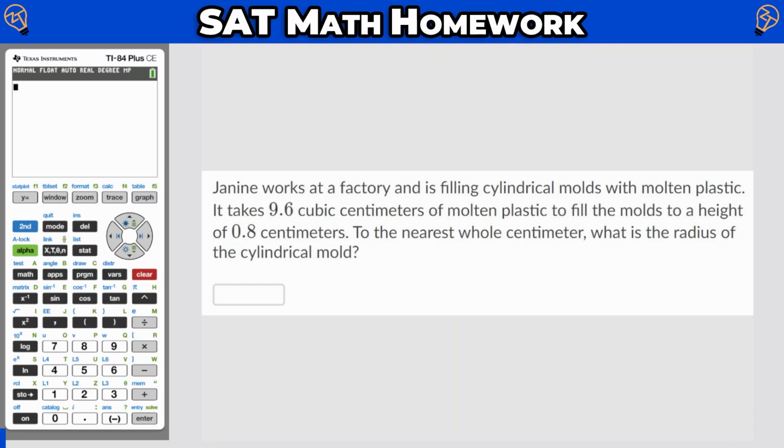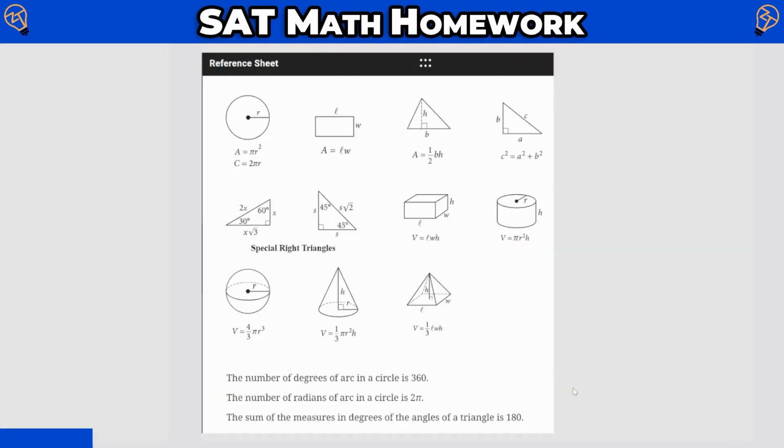So once you notice that they're definitely talking about a cylinder here, and more specifically the concept of volume because of wording like cubic centimeters, so cubic is a giveaway, and filling something up, that's a concept of volume as well. There's two ways we can find the volume of a cylinder. To get the formula, you can start by going to the reference sheet that's provided in the digital SAT.